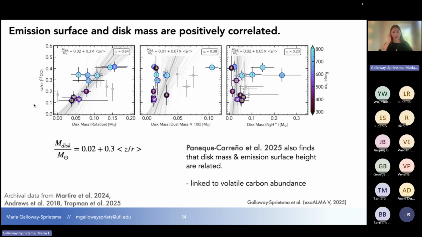This relation is also found in recent work by Teresa Peneque-Carreño's 2025 paper, who did some extensive modeling and found the same link between Z over R and disk mass. And she explains in that paper that this may be linked to the volatile carbon abundance of these disks. But I think it's really exciting that we're able to use the emission surface height to better understand the physical properties of these disks. And I'm excited to, in the future, do some work more focused on these results.